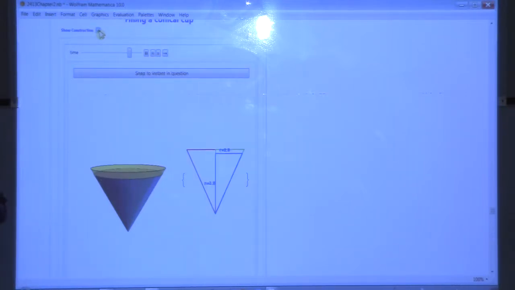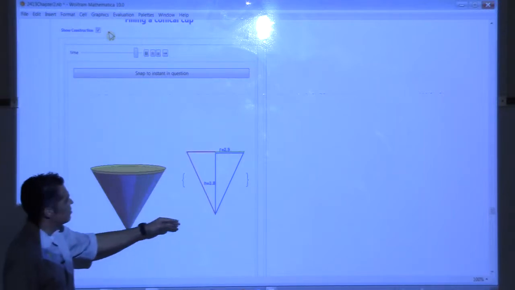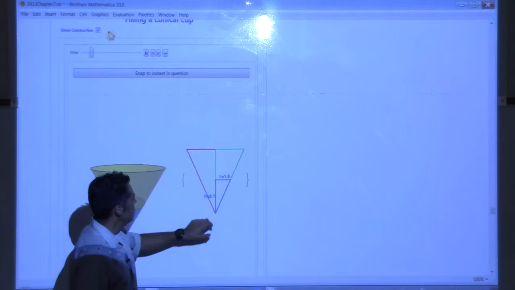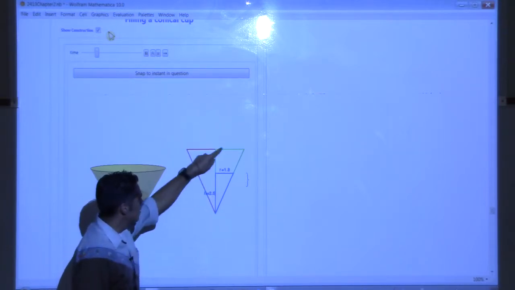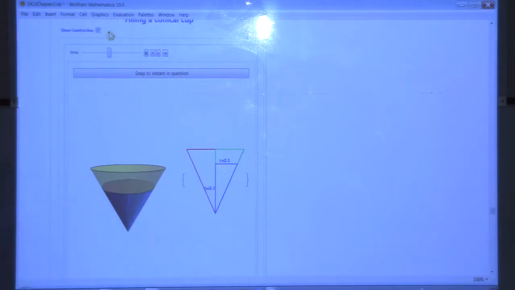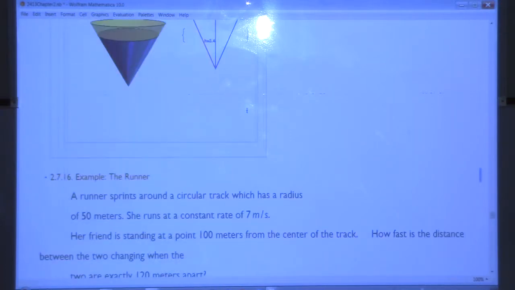And this is the idea over here. This is the construction of the similar triangles. We have the water within the triangles here. So this one changes, the blue one changes, but it's always fixed in that similar triangle ratio. All right, let's move on.